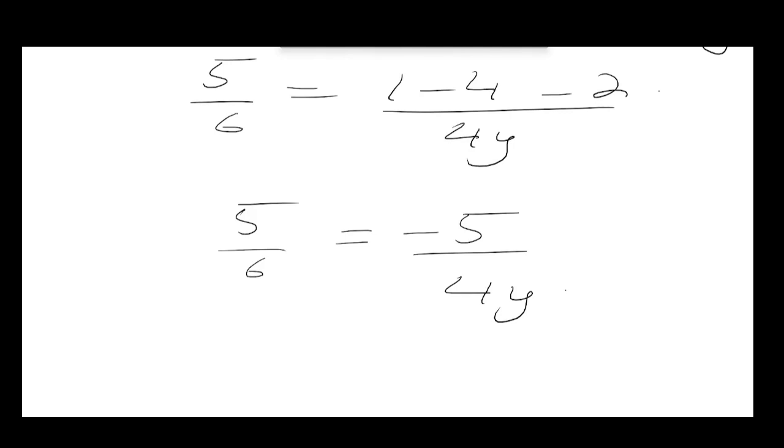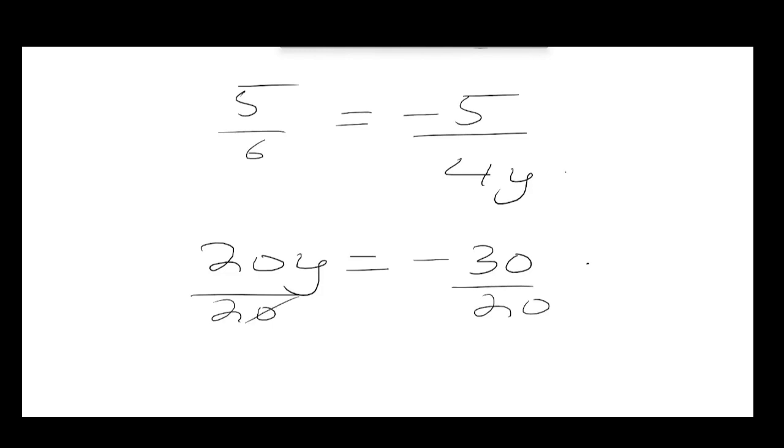After that, we will cross multiply, and that 5 4s are 20. 20y is equal to 5 6s are negative 30. So 20 will be divided on both sides. So the value of y will be a negative value, which is negative 3 by 2. So this will be our final answer.